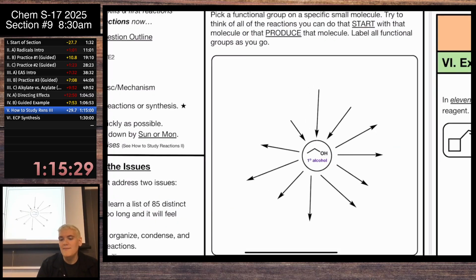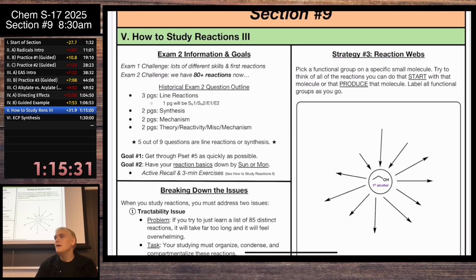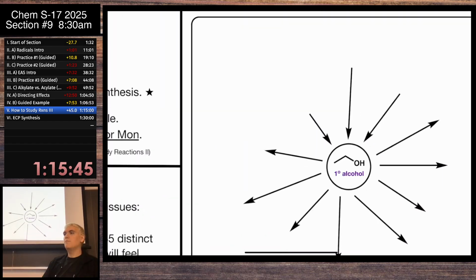Last one is reaction webs. These are one of my favorite ways to work on integration. What you do is you pick a functional group on a specific small molecule, and then you think of all the reactions that you can do that start with that molecule, or all the reactions that produce that molecule. What are ways that we can make a primary alcohol?